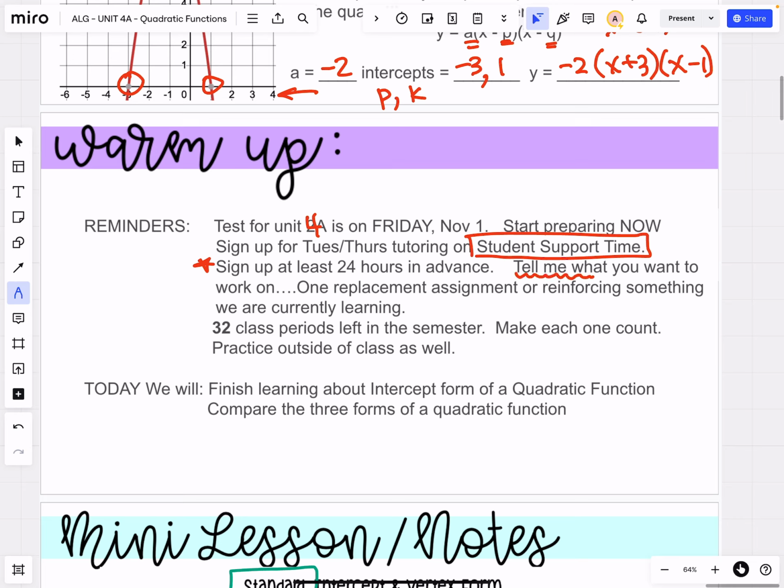Are you wanting to replace an assignment? Which one assignment are you wanting to replace? Are you wanting to reinforce something that we're currently learning, something from Unit 4A? Then tell me what that is. For example: I'm having trouble finding the vertex in standard form. Or: I want to work on writing functions in vertex form. Say something when you sign up so I can be prepared for you.